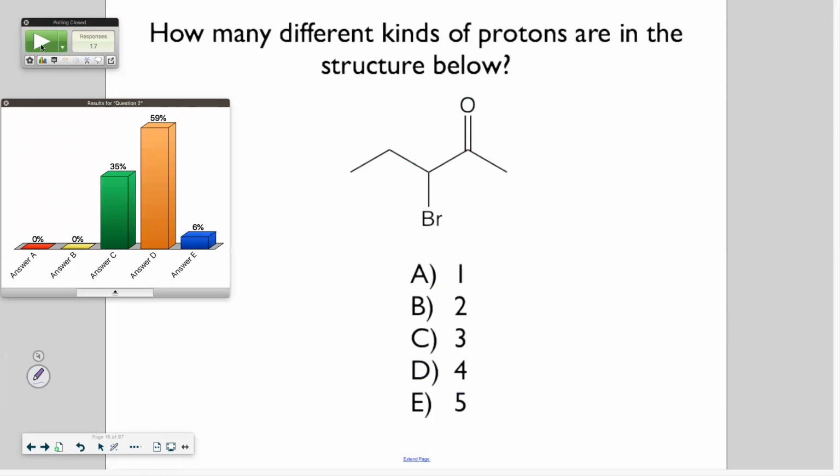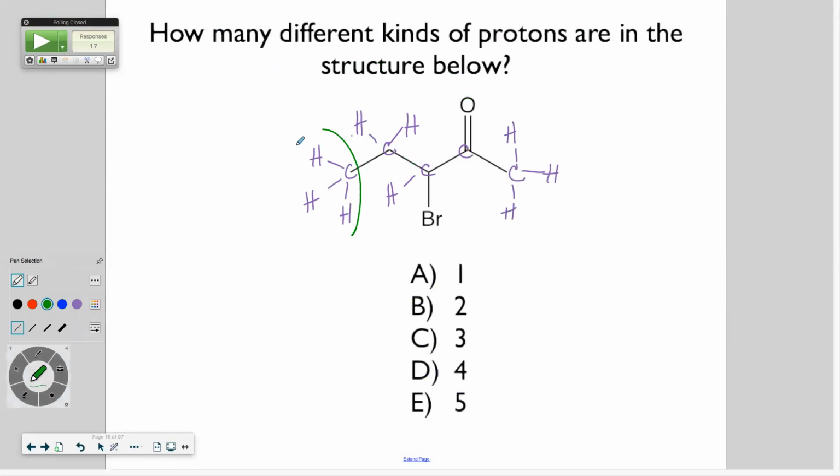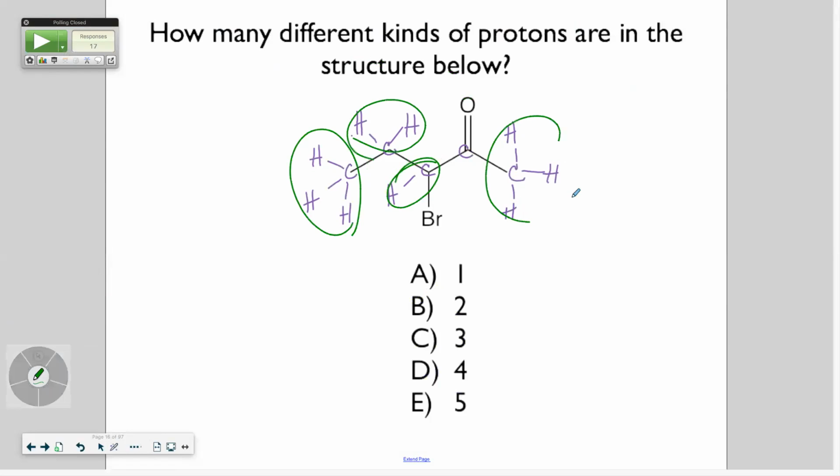Okay, I got 3 answers. So, this carbon has how many hydrogens on it? This carbon has how many hydrogens on it? This carbon has how many hydrogens on it? This carbon has how many hydrogens on it? Good. This carbon has how many hydrogens on it? Okay. So, did you go 1, 2, 3, 4? If you did not go 1, 2, 3, 4, can you figure out what you did?